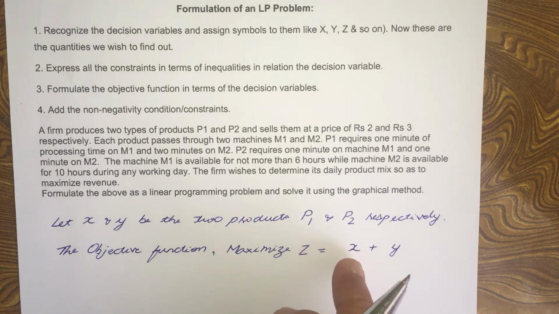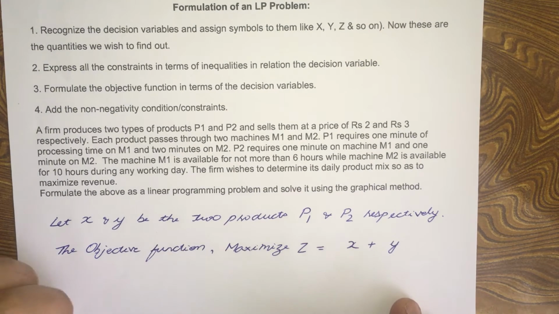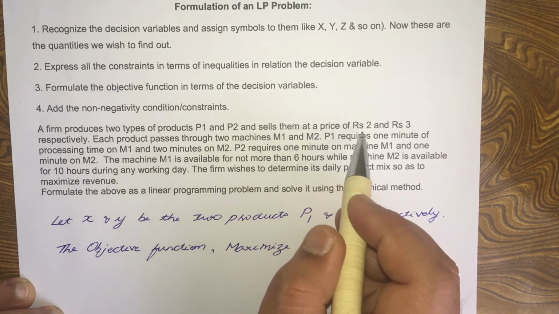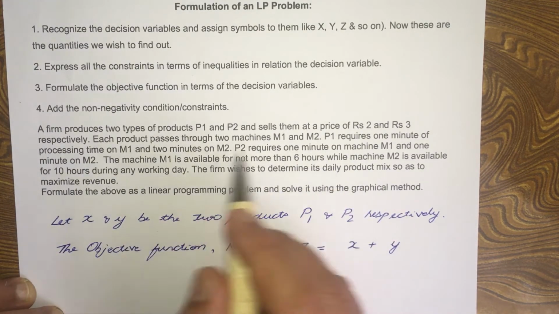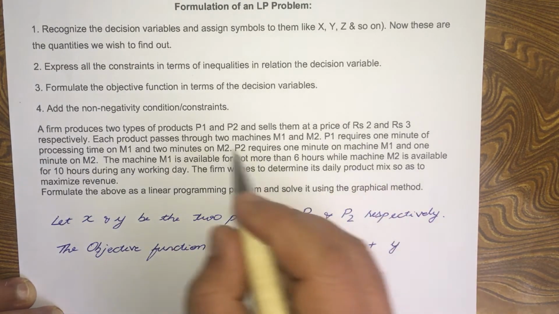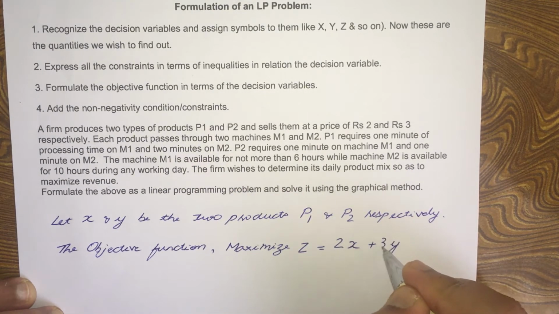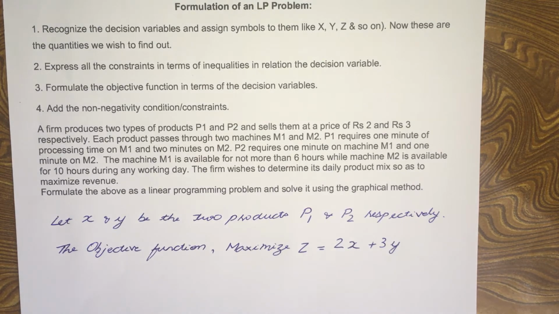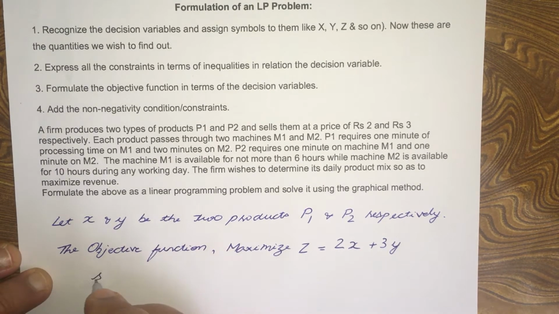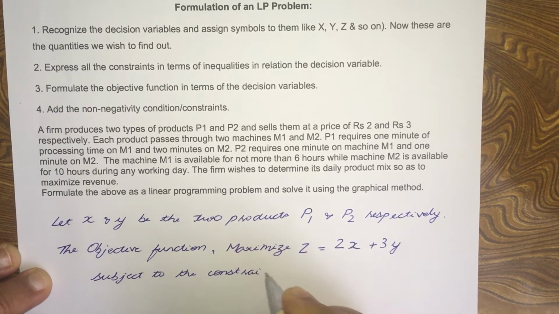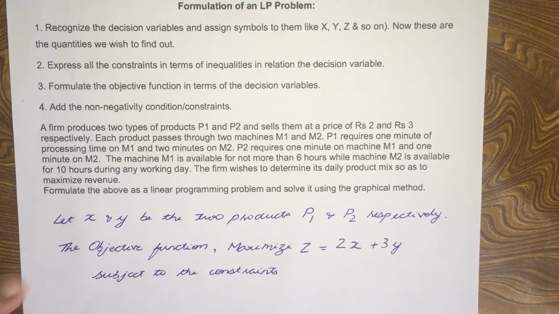You're going to produce product X and Y and sell them. Now, at what price are you going to sell them? See, it's given here, and sell them at a price of ₹2 and ₹3 respectively. So you're going to sell X for ₹2 and Y for ₹3. So there you have the objective function, subject to the constraints. Now there are two constraints here.